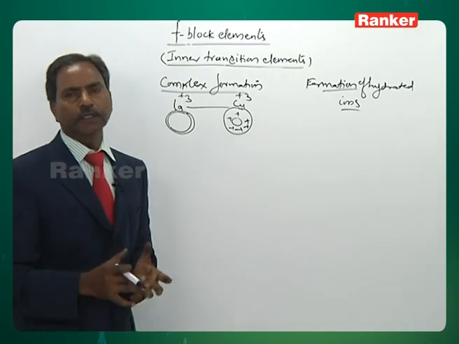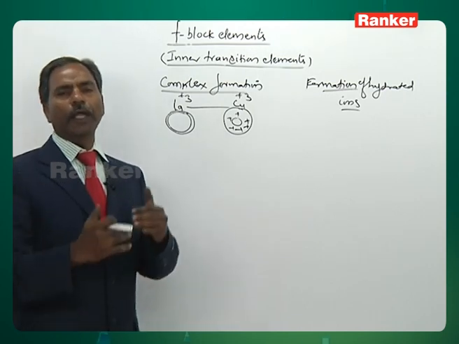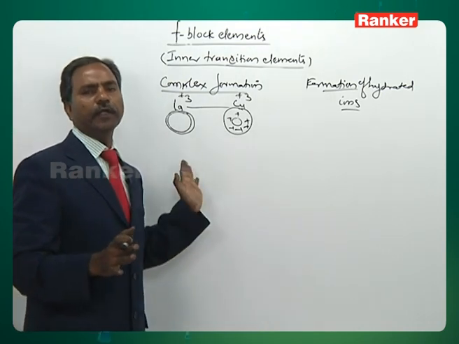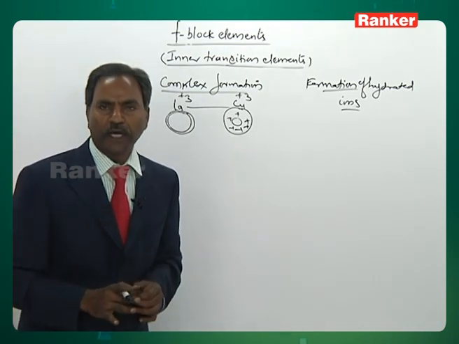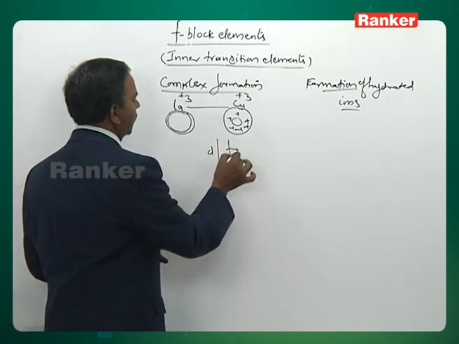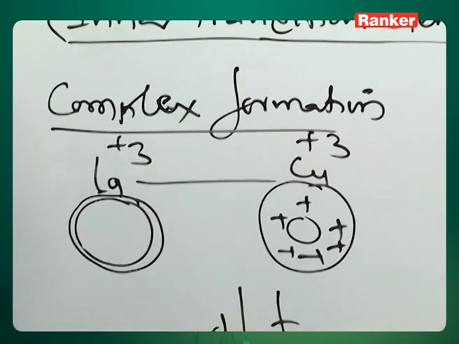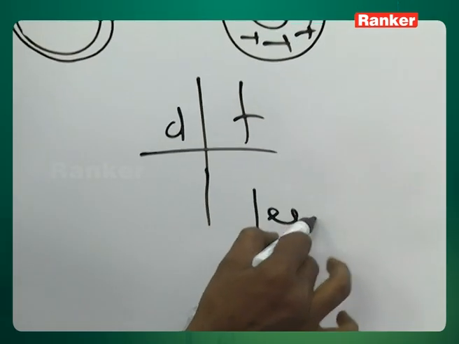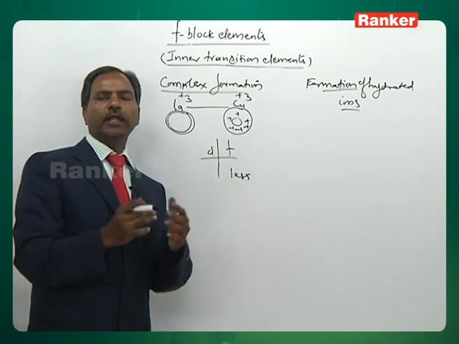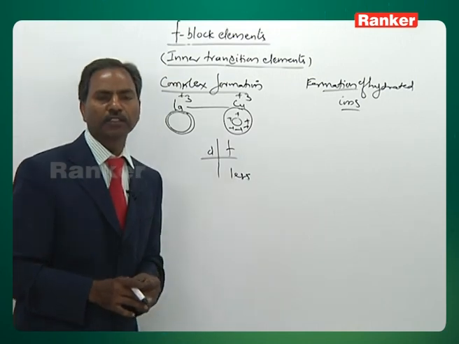Once charge density is increasing, the tendency of formation of ions gradually increases. So lanthanum to lutetium, due to decrease in ionic size and increase in charge density, the tendency of formation of a complex gradually increases. Now, if you consider d block elements and f block elements, the tendency of formation of complexes by f block elements is actually less in comparison to d block elements. Why is it less?